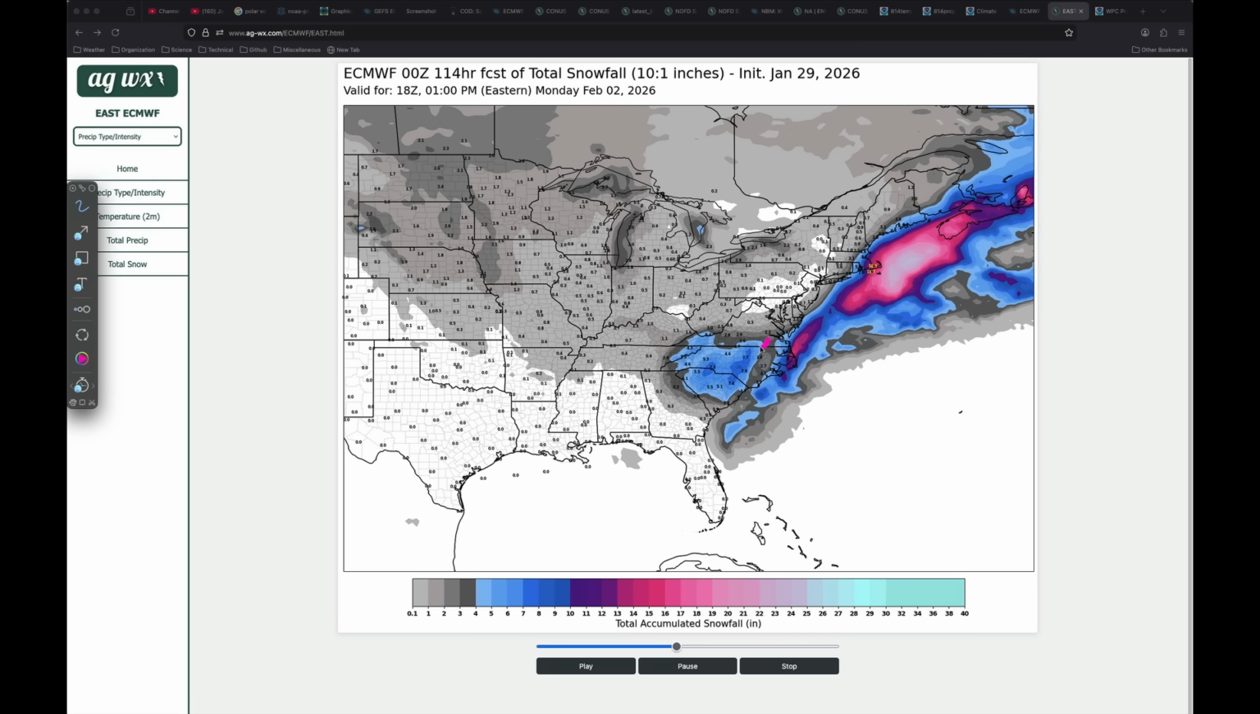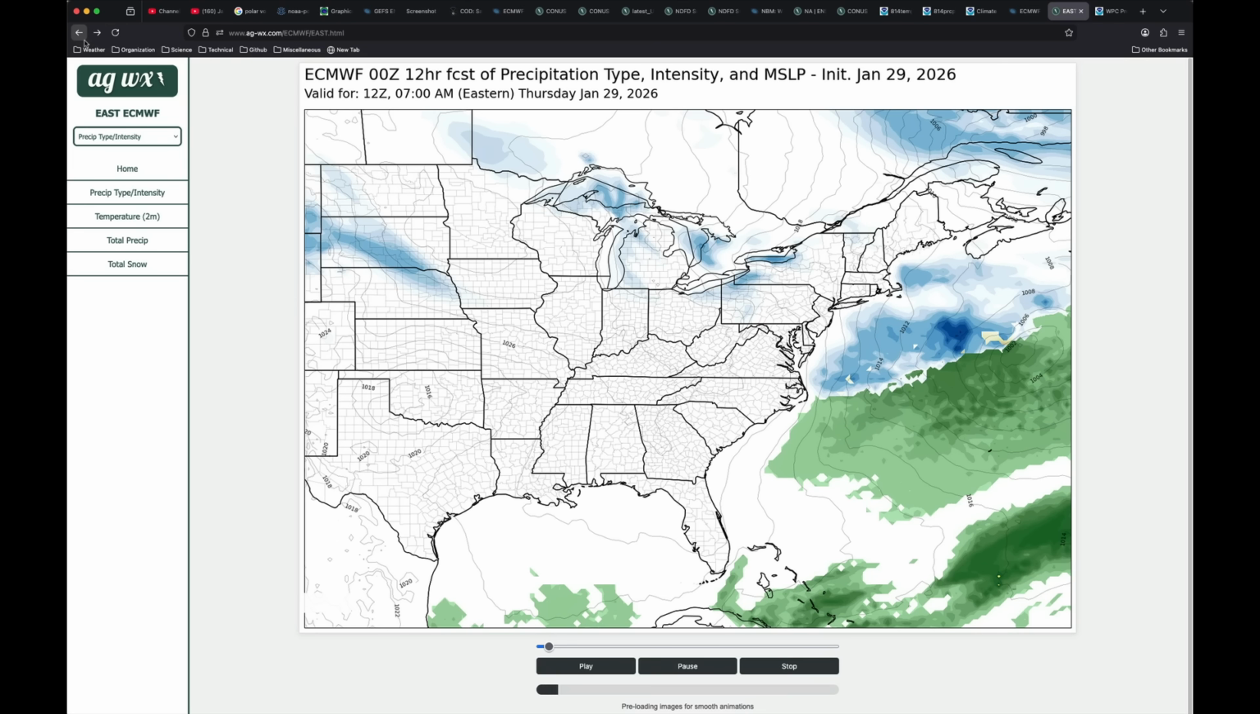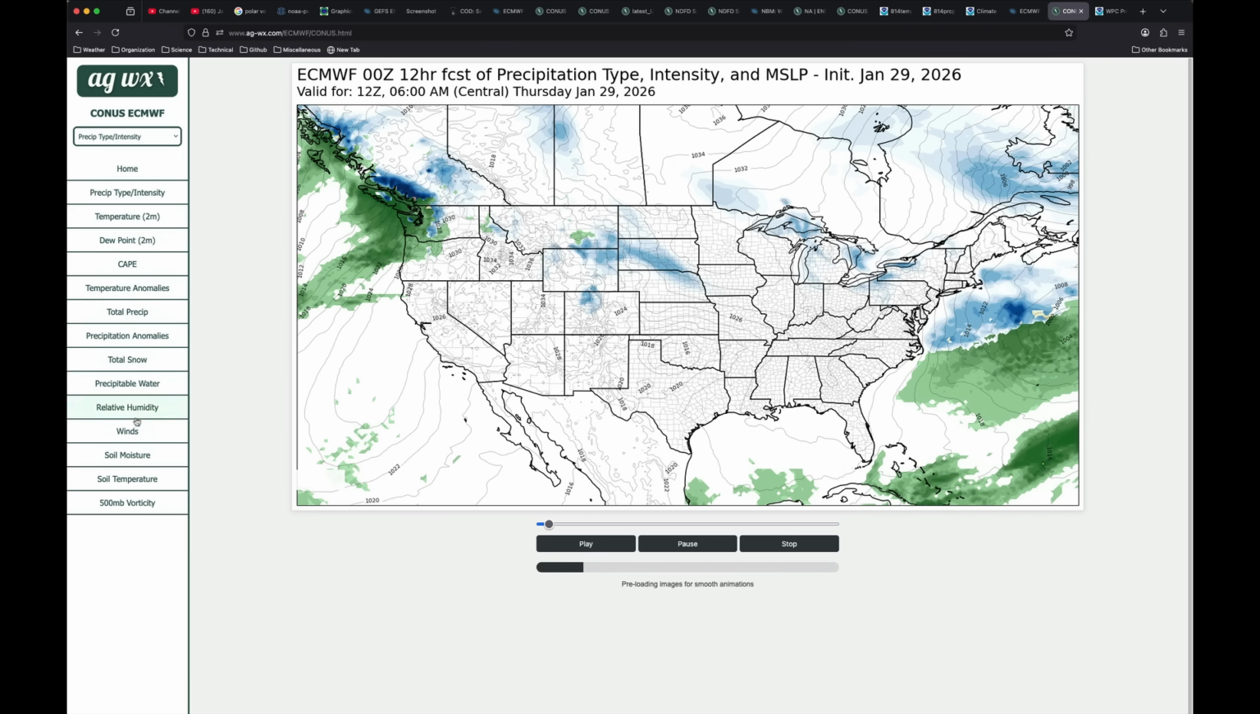There is this kind of question mark. Do we get one of these dry slots that pushes in here to portions of the Carolinas and prevents somebody in here from getting up into like 5 to 7 inch range? But there's a lot of potential in the far eastern part of North Carolina for a heavy snowfall event with some high winds there. I'm going to see if I can double back here and pull up those wind gusts.